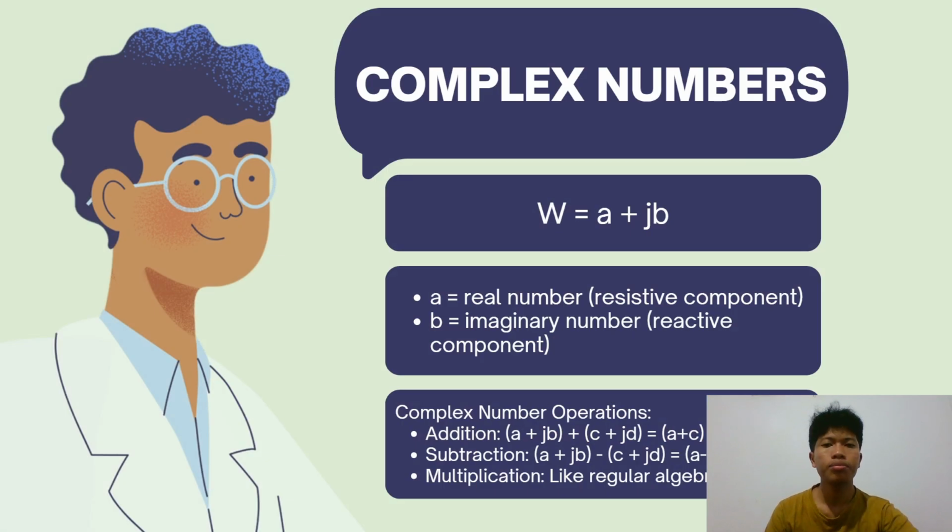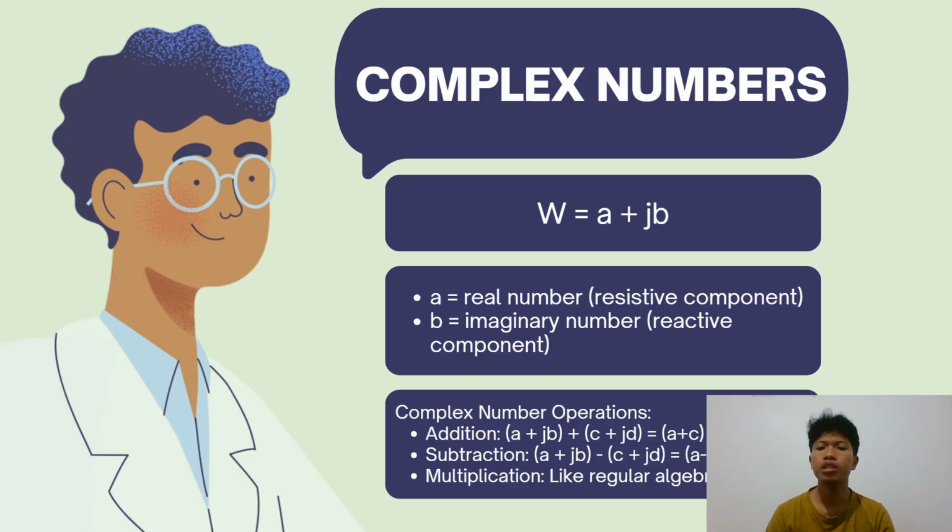complex number. To properly analyze AC circuits, we need to use complex numbers. These mathematical tools allow us to represent both magnitude and phase angle simultaneously. The general form is W equals A plus jB, where A is the real number, the resistive component, and B is the imaginary number, or reactive component. And the complex number operation is addition.